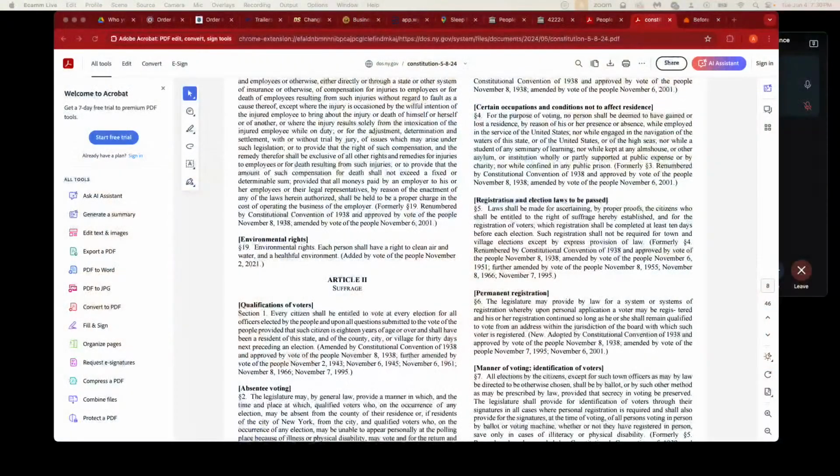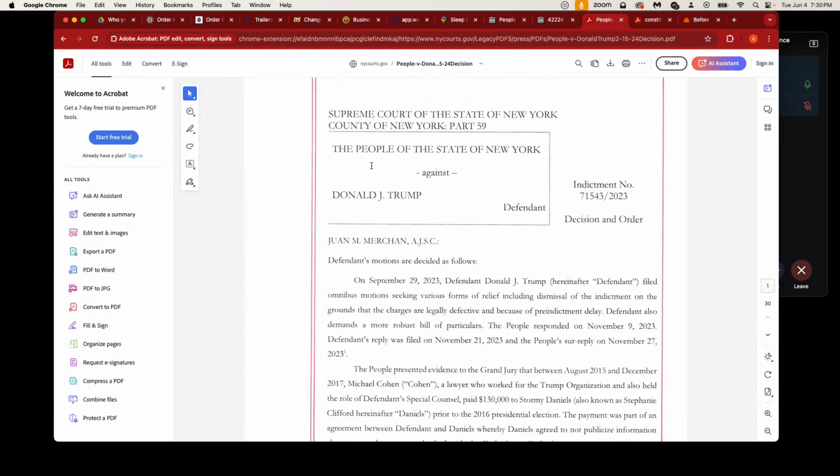But anyway, so we went over the bill of particulars. So let's go back to the case itself. Let's share the screen. Oh, that's the Constitution. Oh, this is the case. All right, so I was at the bill of particulars.